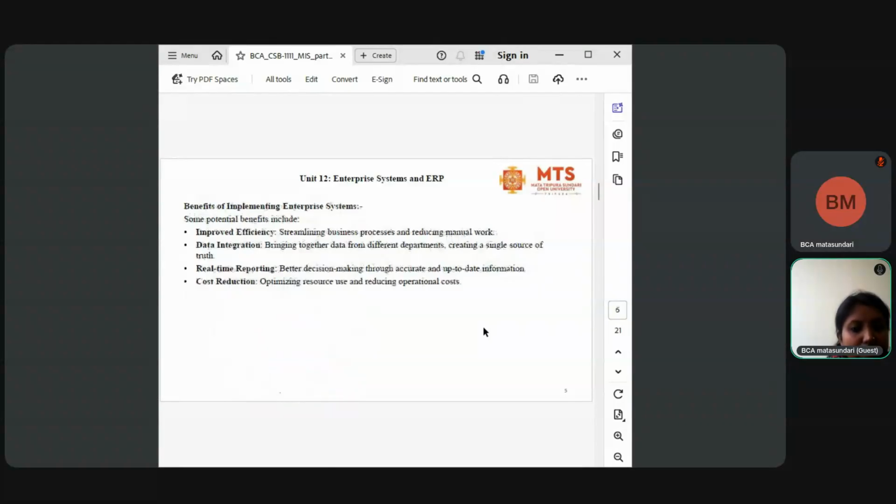Okay, so now what are the benefits of implementing an enterprise system? There are some potential benefits. These are improved efficiency, streamlining business processes and reducing manual work, and data integration, that is bringing together data from different departments and creating a single source of truth, and real-time reporting for better decision making through accurate and up-to-date information, and cost reduction, that is optimizing resource use and reducing operational cost. So these are the benefits of implementing enterprise systems. And next slide.